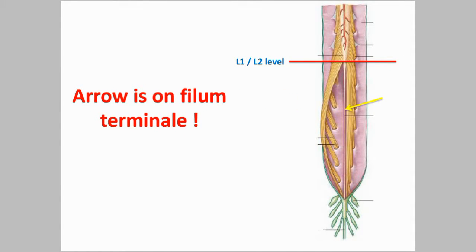The yellow arrow is on the filum terminale. The red arrow shows us the L1, L2 level where the conus medullaris ends, which is the lowermost end of the spinal cord. Below these levels we have what is called the cauda equina, which is composed of the nerve roots only, and the filum terminale lies centrally. This filum terminale, yellow arrowed, will pierce the dura mater at the level of S2 and descends to the back of the coccyx.